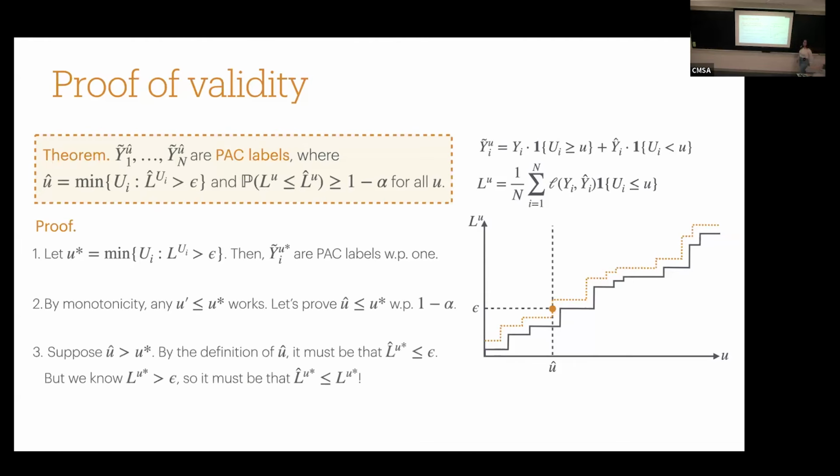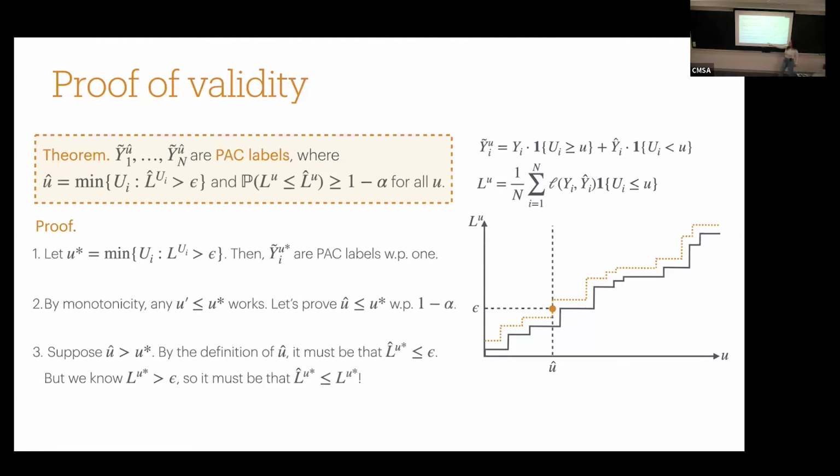So let's proceed by contradiction. Suppose that u hat actually is larger than u star. Then by the definition of u hat, it must be that the upper confidence bound at u star is less than epsilon, because we said that u hat is the first u where it exceeds epsilon, and u hat comes after u star. So that means that at u star, the upper confidence bound was smaller than epsilon.